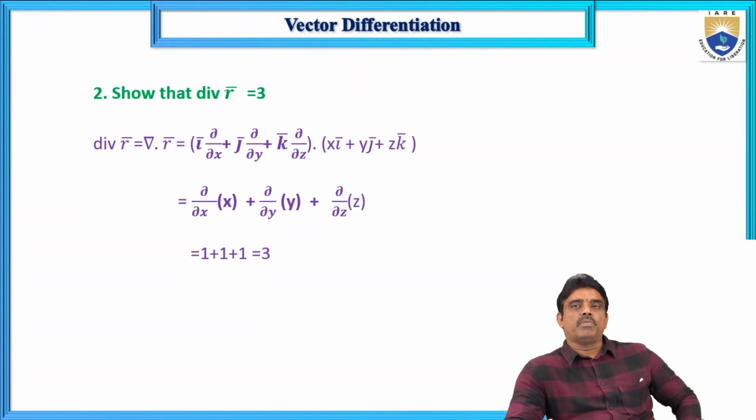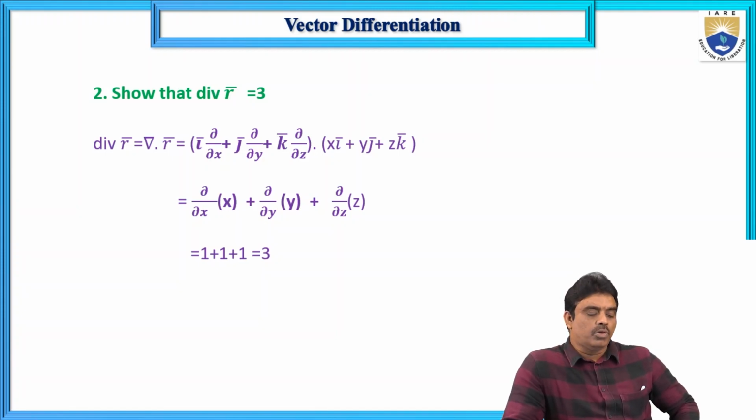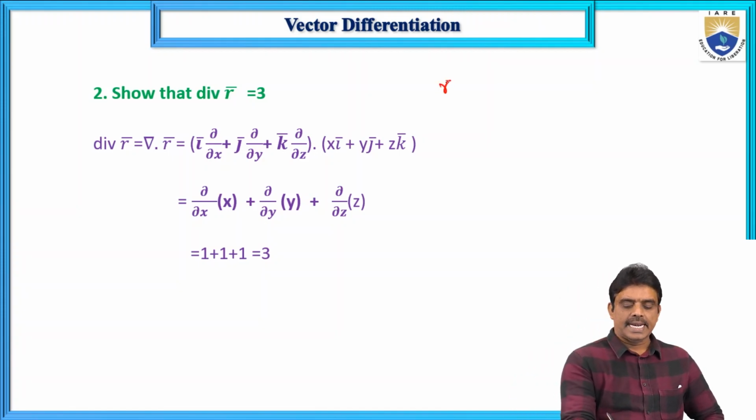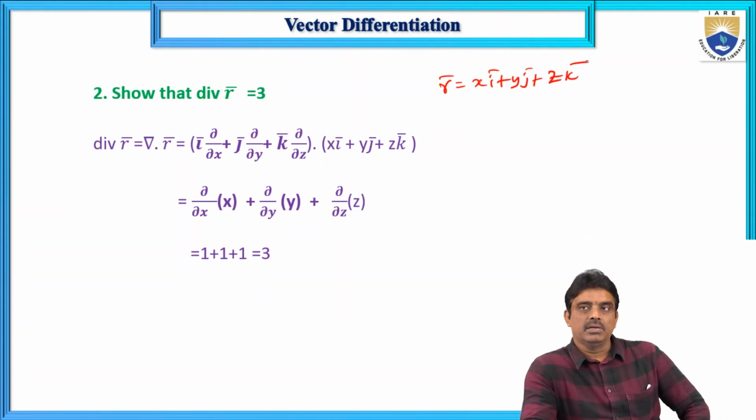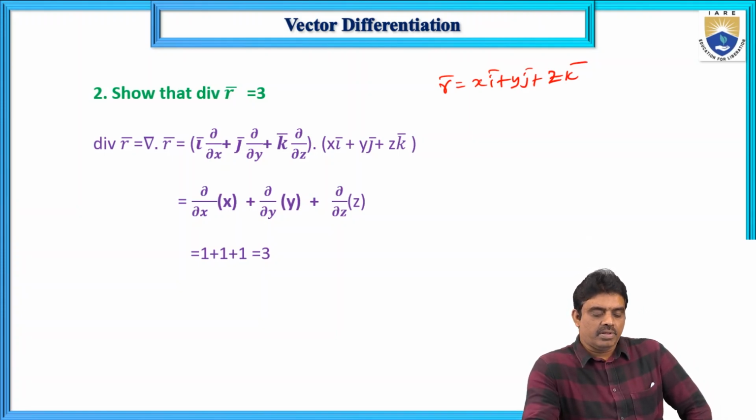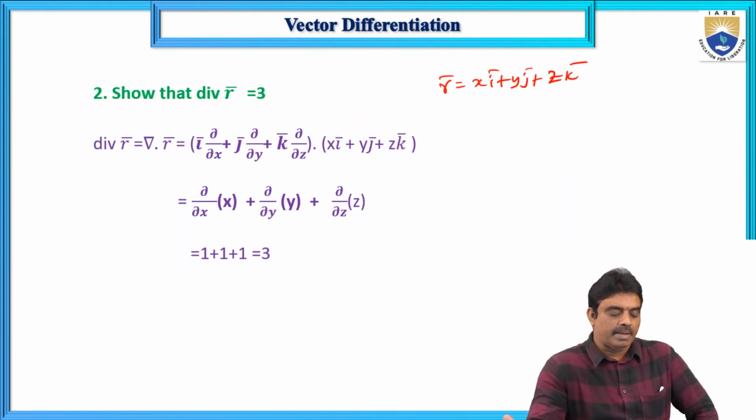Show that div r bar is equal to 3. Very simple result. We know that r bar is standard. R bar is the position vector of any point, x i bar plus y j bar plus z k bar. If it is not mentioned what r bar is, you have to assume that r bar is x i bar plus y j bar plus z k bar.